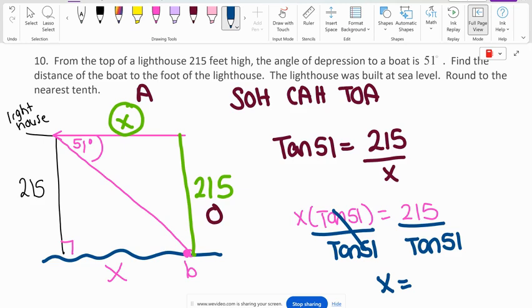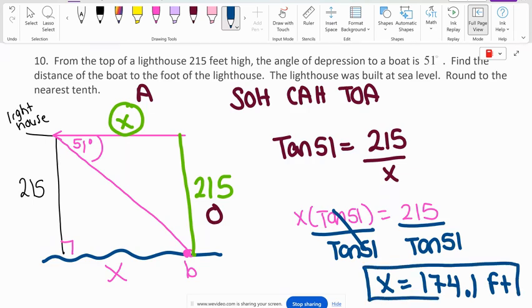So this is not an angle, this is a side length, so we do not do degrees, minutes, seconds, we round to the nearest tenth. So we're going to do 215 divided by the tangent of 51, and we will get x is equal to 174.1 feet. That's their distance.